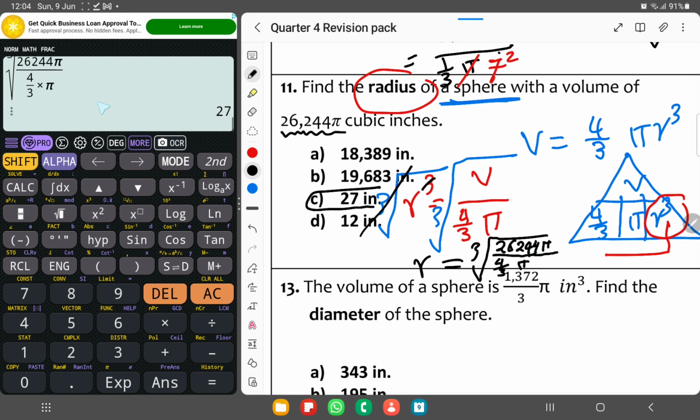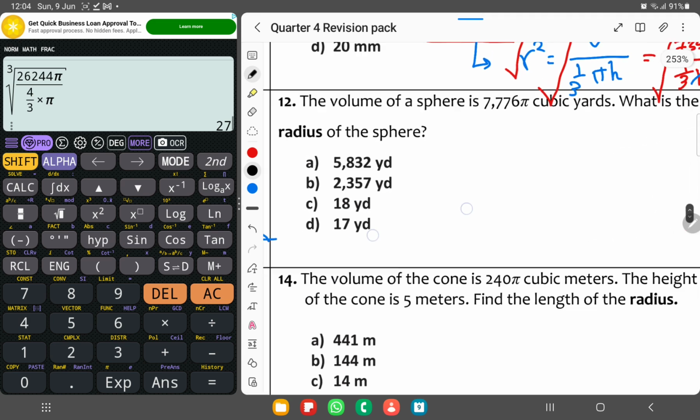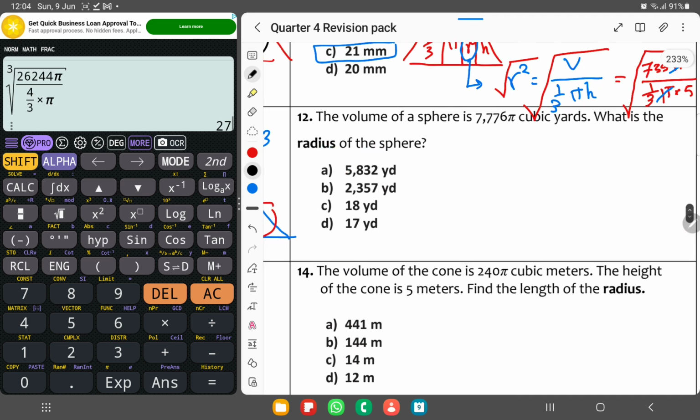So I just wrote this on the calculator. Again, how do I write the cubic root? Shift root. Again, anything in yellow, you can write by pressing the shift first. One more question, pause the video and try to solve it on your own.